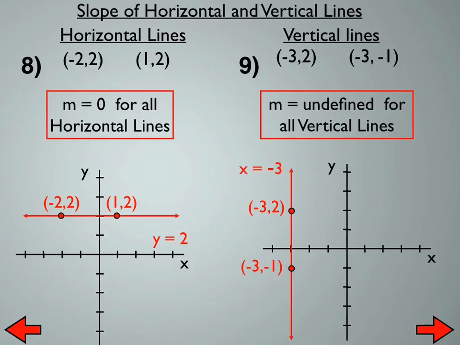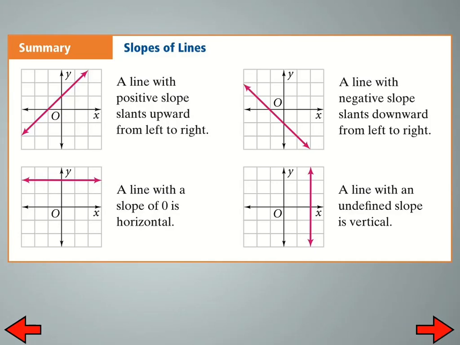And I don't know if this is in your notes, but you need to make sure you get this very clear. Horizontal lines have no slope as far as an incline or a decline. That means that the slope is 0. And a vertical line has a slope that is undefined. So to summarize it, I did put a little chart in your notes. Any line that goes uphill from left to right has a positive slope. Any line that goes downhill from left to right has a negative slope. Any line that is horizontal has a slope of 0, and any line that is vertical has a slope that is undefined. Okay? Any questions so far? Let's go to the back side.